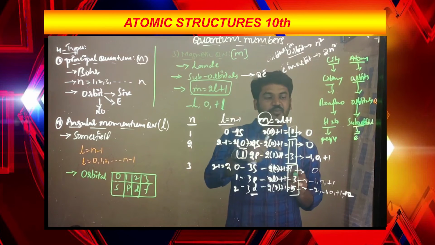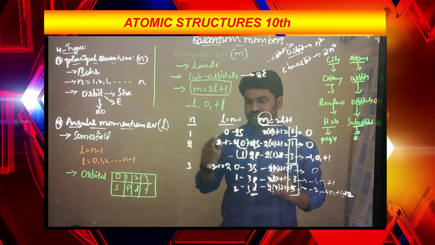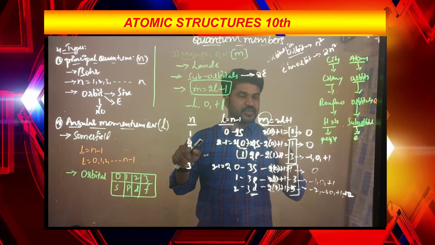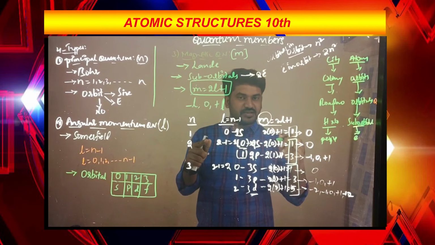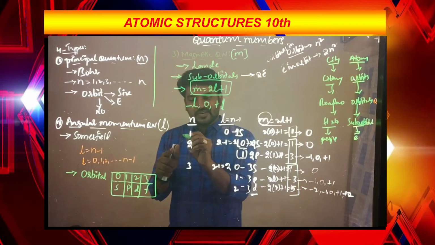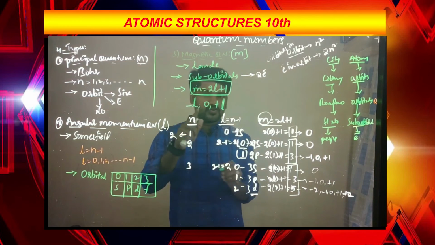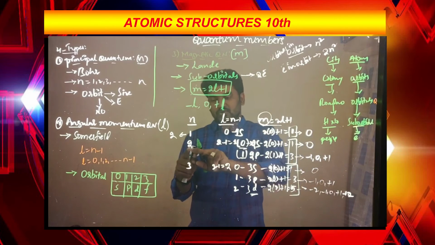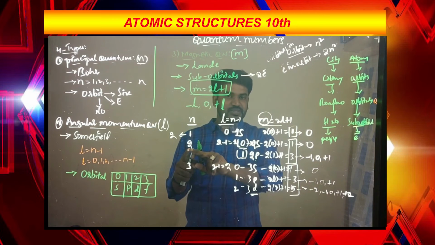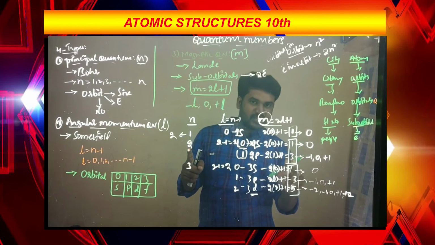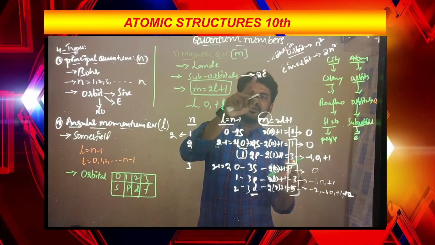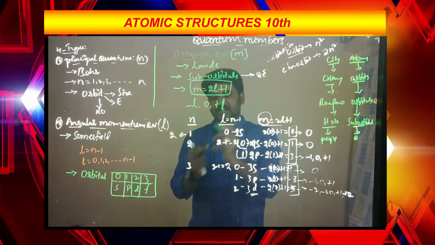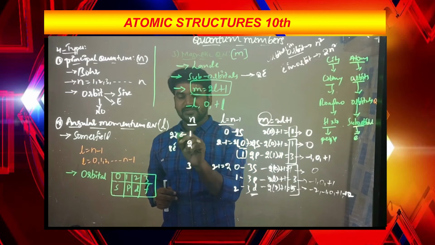How many electrons will be there in each orbit? That means 2n square. In the first orbit, n square means 1. 2 into 1 is 2. That is, in the first orbit only 2 electrons can be placed. In the second orbit, 2n square: 2 into 2 square, that means 8 electrons. See this, totally 4 suborbitals are there. I already told you in each suborbital there is only place for 2 electrons. So 4 suborbitals give 8 electrons that can be placed.